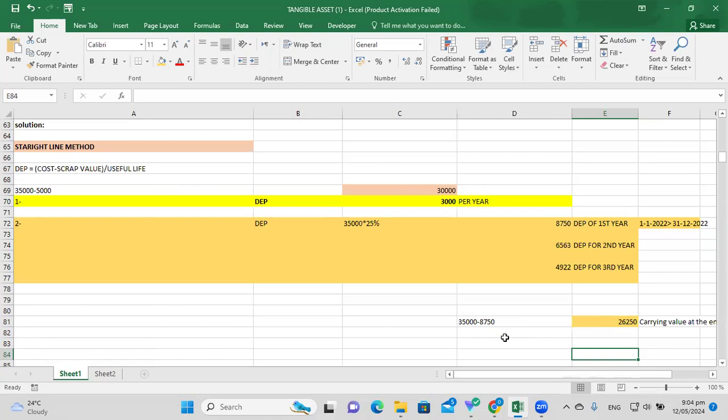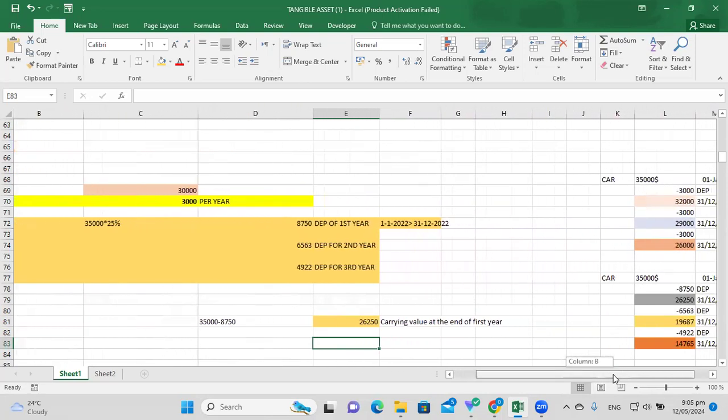All right. So now the value of your car at the end of first year was 26250. That's what we called carrying value. So we got the carrying value, right? Now how do we take out the depreciation for second year? In the same way, we will multiply this 26250 with 25%, and we will get the depreciation for second year.